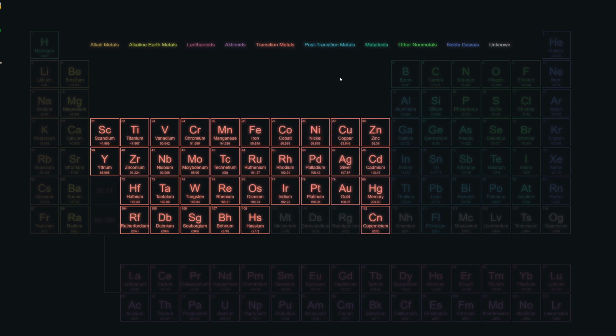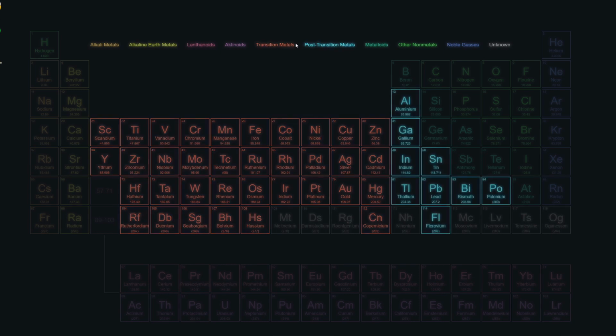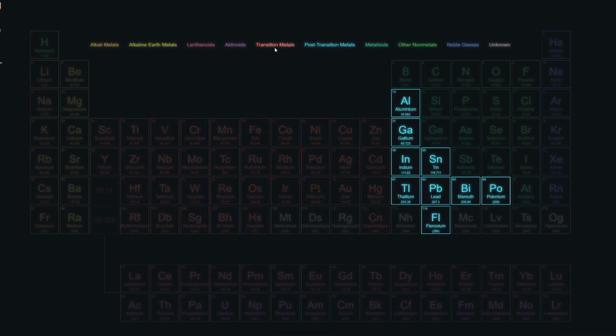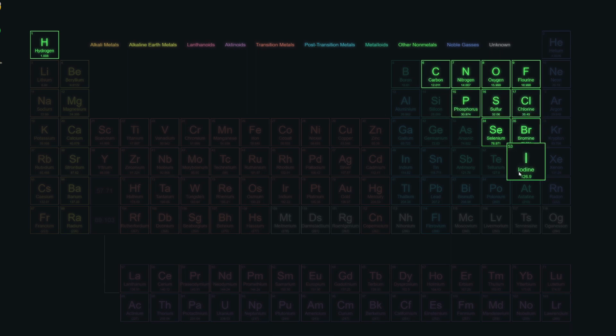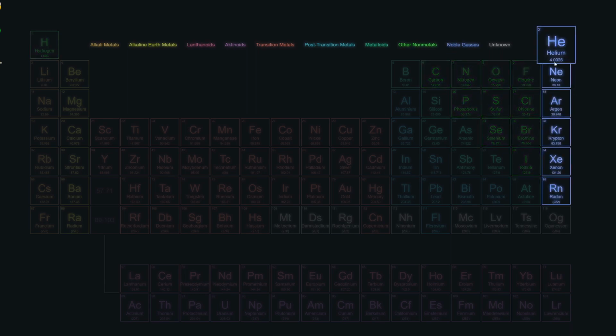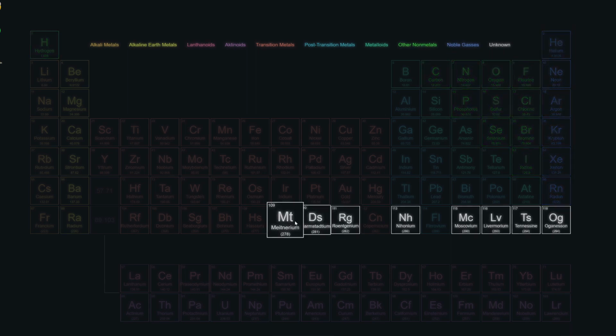Now in a usual periodic table, at least the way that we would learn it, we would not have a post-transition metal group, as they would just both be part of one transition metals group. Next we have our metalloids right here that make a somewhat staircase structure. We have our non-metals in this green color, our noble gases right here, and then we have our unknown elements right here. Those are all the groups of the periodic table.